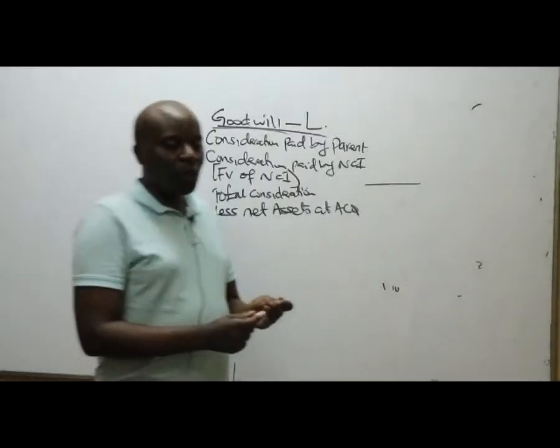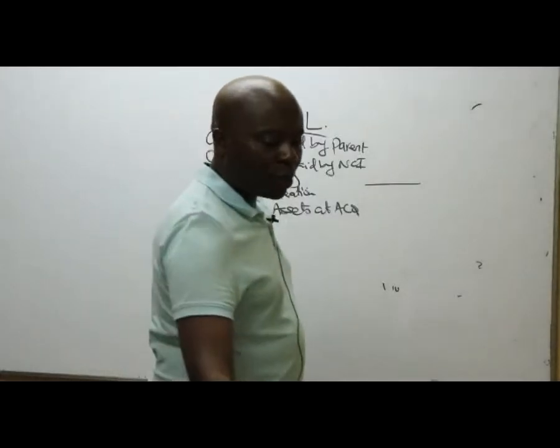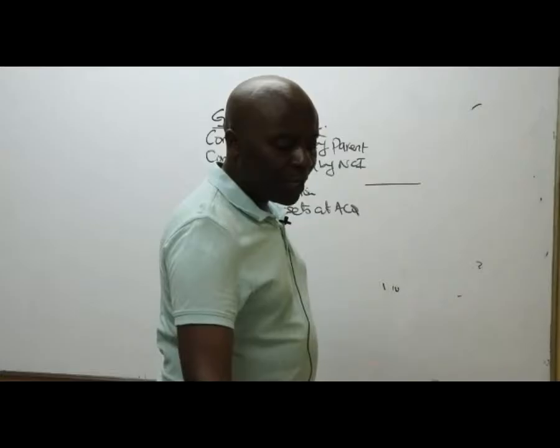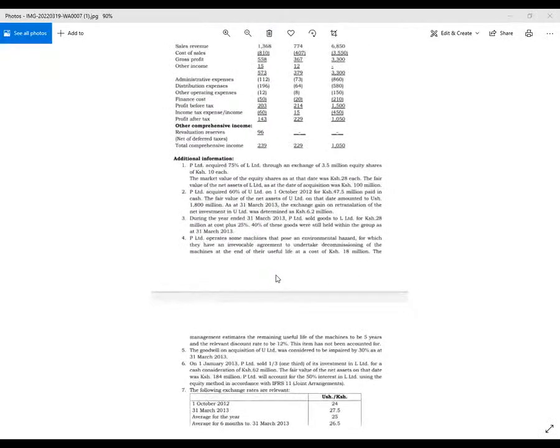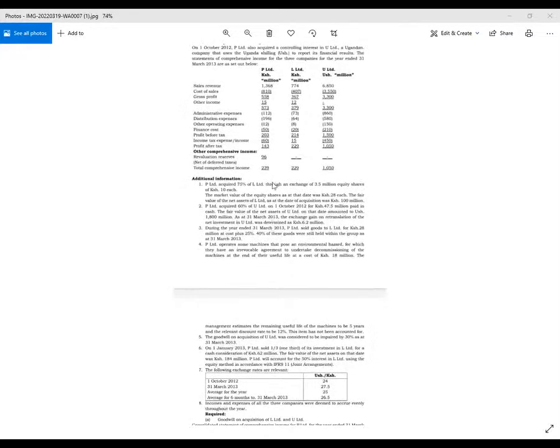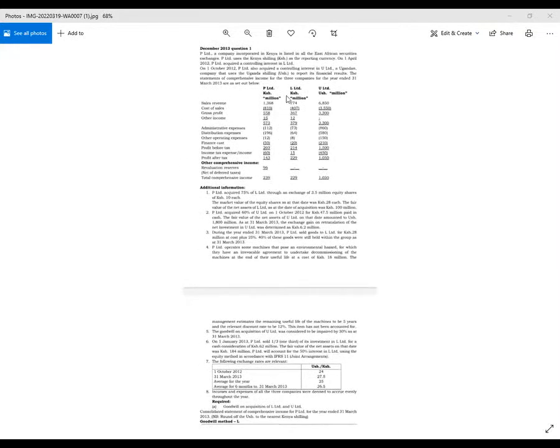So in this question, do we have the consideration that was paid by the parent? Is there anybody who can see it's Firm L? Look at note number 1. P Limited acquired 75% of L Limited through an exchange of 3.5 million equity shares of Kenya shillings 10 each. So remember, 10 is your par value.